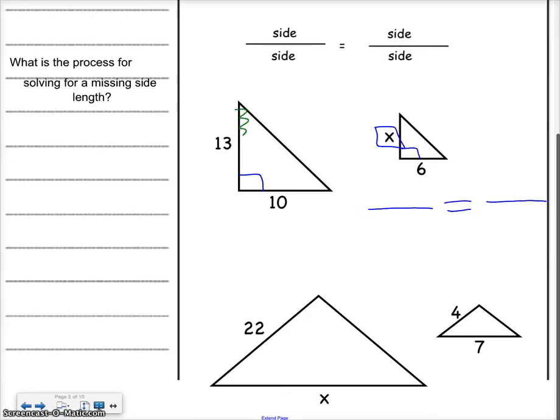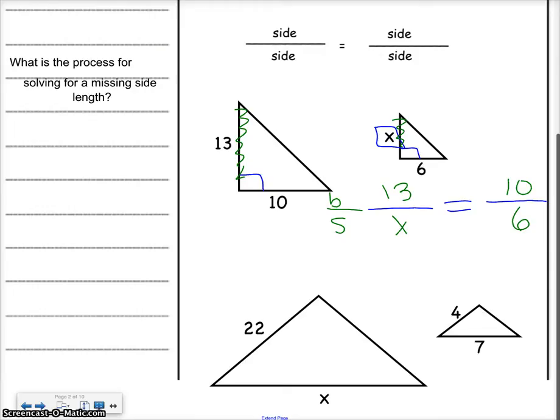So I'm going to say 13 is to what? x. 13 is to x. So I'm doing biggest to small. That's what I just did. So 13 is to x as, now I have to go back. It has to be a pattern. 10 is to 6.